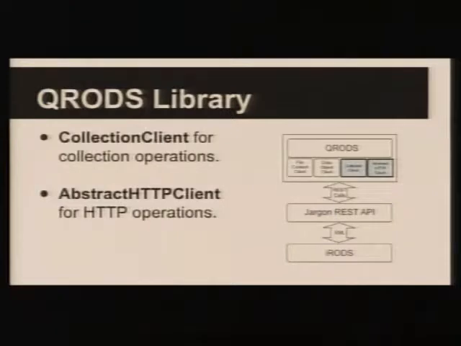We also have a collection client for collection operations. So we can list the collection content. We can add new collections. We can delete a collection, and so on. And we have also the abstract HTTP client. This client is adopted for HTTP operations. So it's a class that provides the main HTTP operations: get, put, delete.